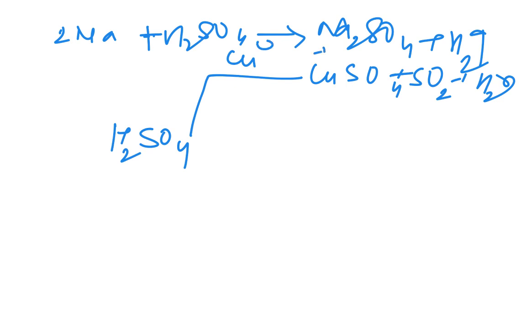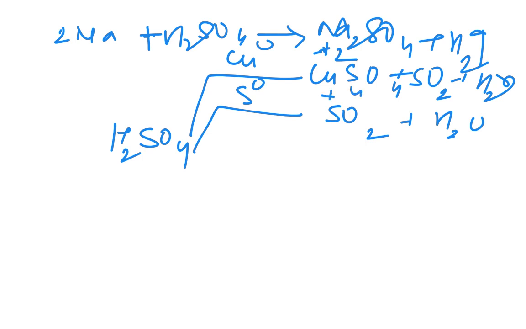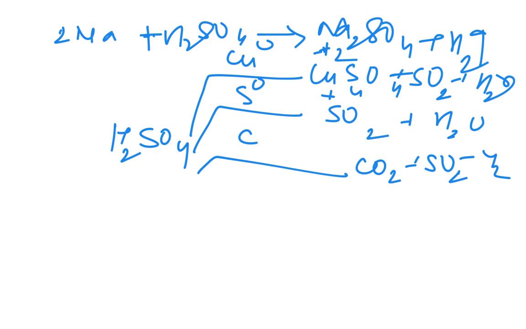From 0 to plus 2 oxidation. Then with sulfur, it forms sulfur dioxide and H2O. Sulfur is 0, it turns to plus 4 oxidation. Then with carbon, it forms carbon dioxide, SO2 and water.